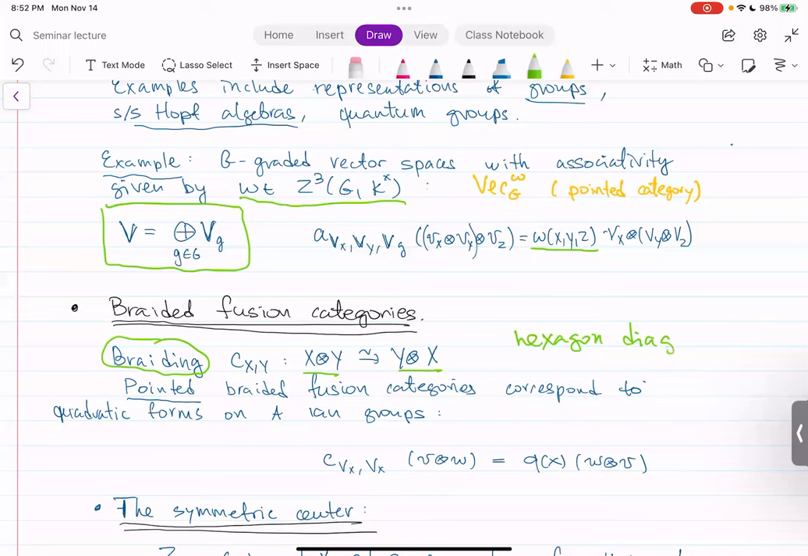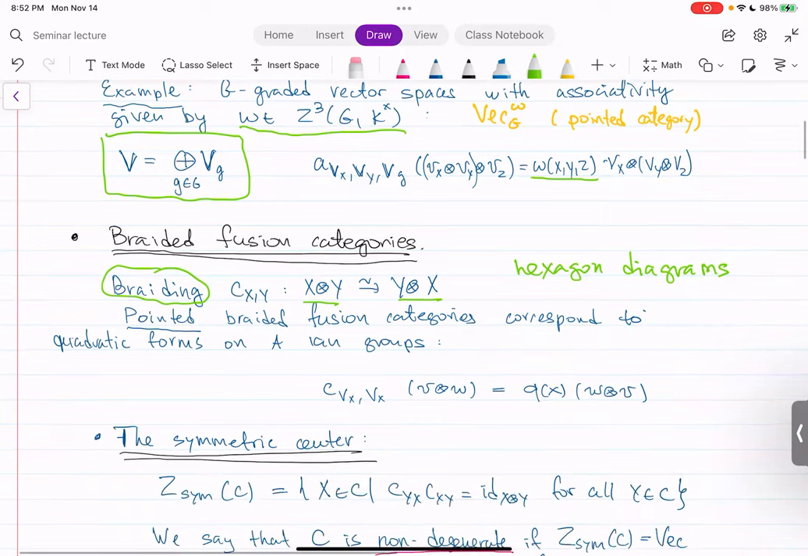Hexagon diagrams. Please let me not draw these diagrams, but you can imagine that these diagrams express a compatibility between braiding and associativity. Again, the most basic example of a braided fusion category is a pointed fusion category.